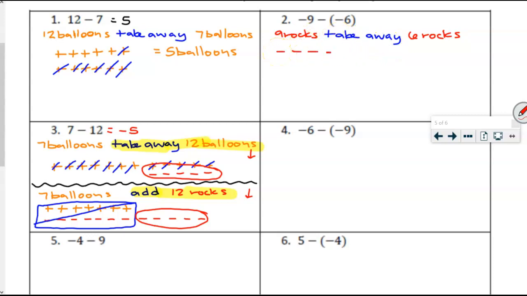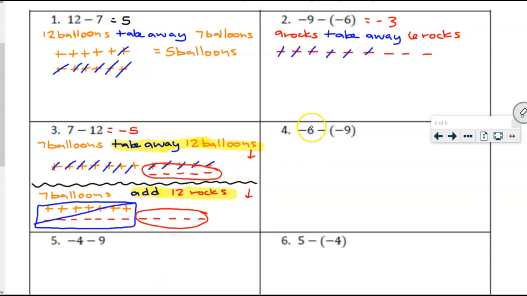1, 2, 3, 4, 5, 6, 7, 8, 9. There's 9 rocks. Can I actually get rid of 6 of them? 1, 2, 3, 4, 5, 6. What is it that I have left? 3 negatives, 3 rocks, or -3. That one's easy.